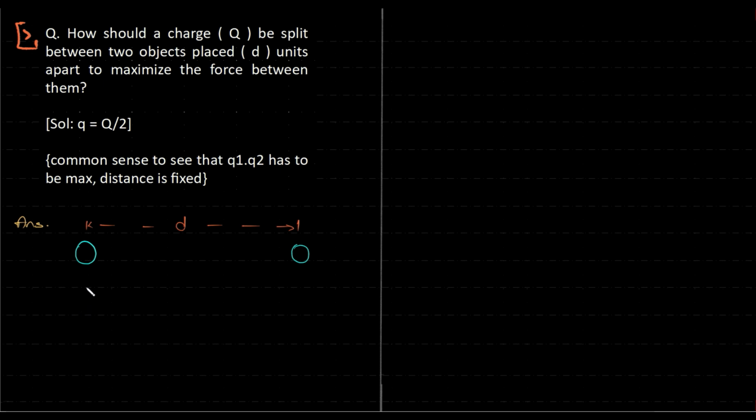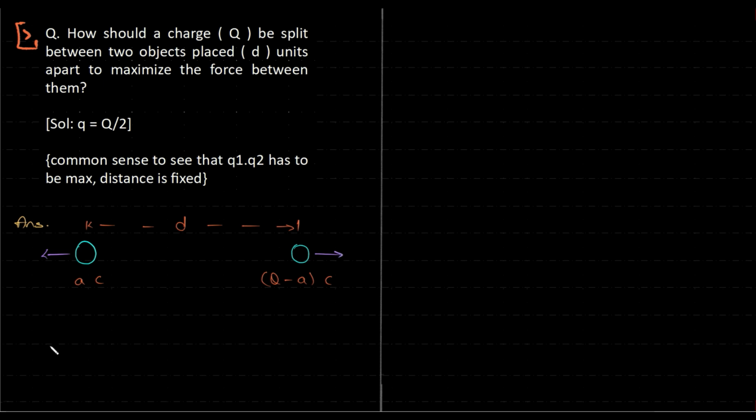Now we have in total q, that is here say a and here it will be q minus a. So if here we have a coulomb, this will be q minus a coulomb. So this is how the charges are distributed. Now the question is, how should this be? What should be the value of a and q minus a so that these two will experience the maximum force that is possible?